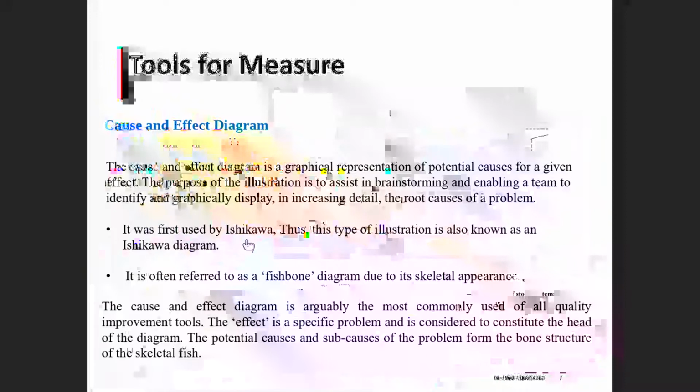Also, they call it fishbone diagram, because if you look at it, it looks like the skeleton of a fish. And usually it is a quality improvement tool, that means used for improving. It is not to be used in the improve phase, but it's used for improving. The effect is a specific problem and is considered to constitute the head of the diagram, and then the remaining causes and sub-causes come in the bone structure, as we will see here in the example.